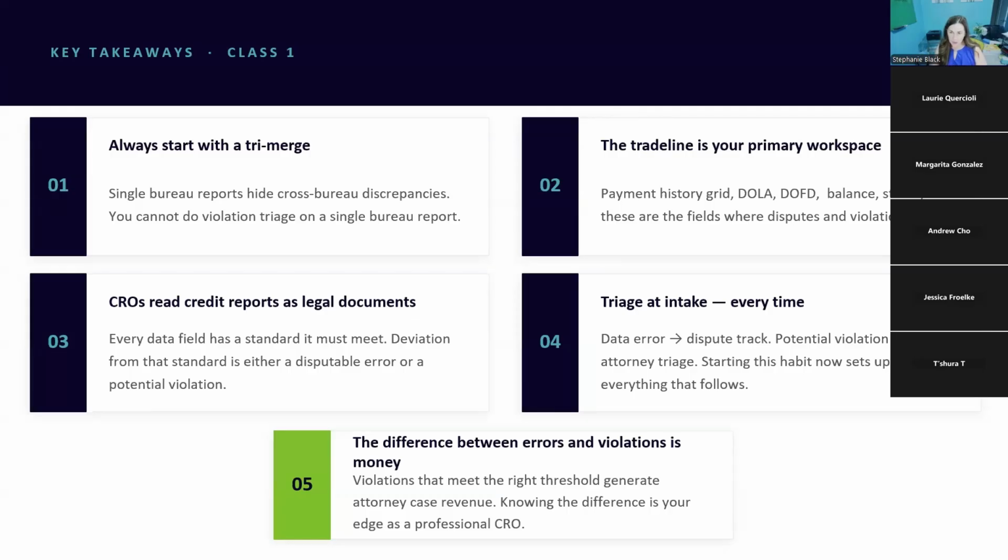Always start with a tri-merge credit report. You cannot figure out exactly what's going on in anybody's credit report with only a single bureau. You will be in the dark on some. Sometimes people send me a report, and I'm like, you know what? I just can't do one report, because what if your Experian has like 5 collections that aren't showing on anything else?